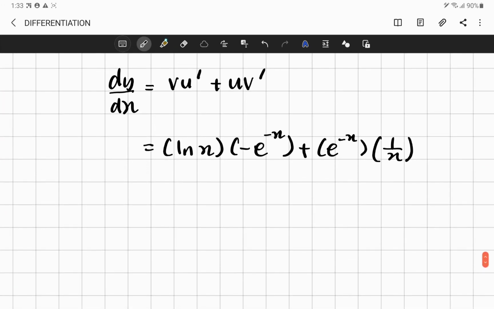Let's take out the least common factor, which is e to the power negative x. Then e to the power negative x here, negative times the ln x, negative ln x, and we take out positive 1 over x.